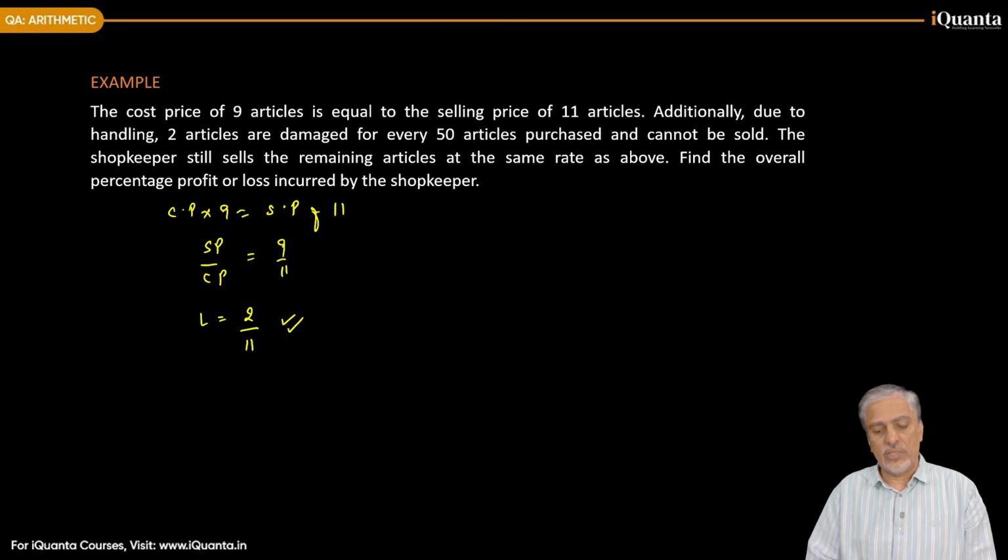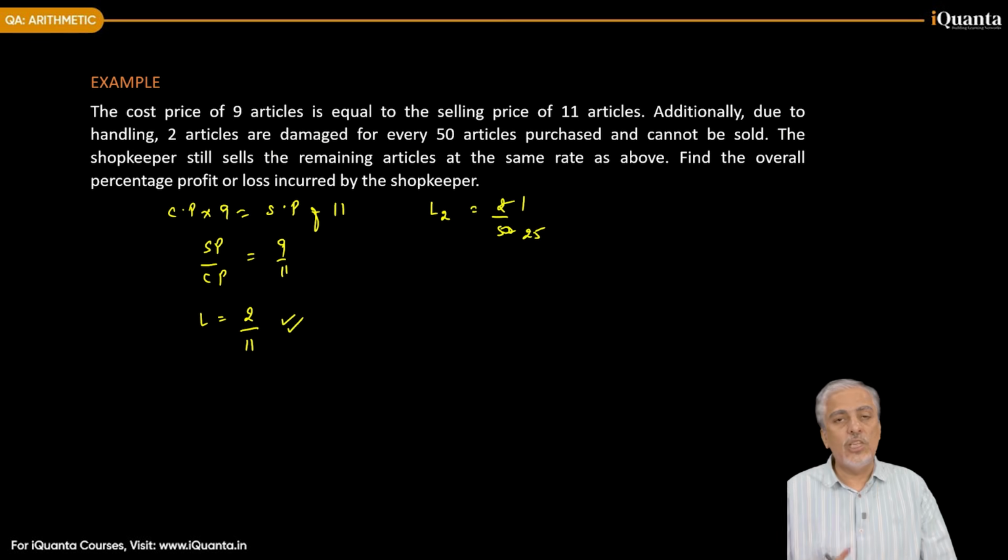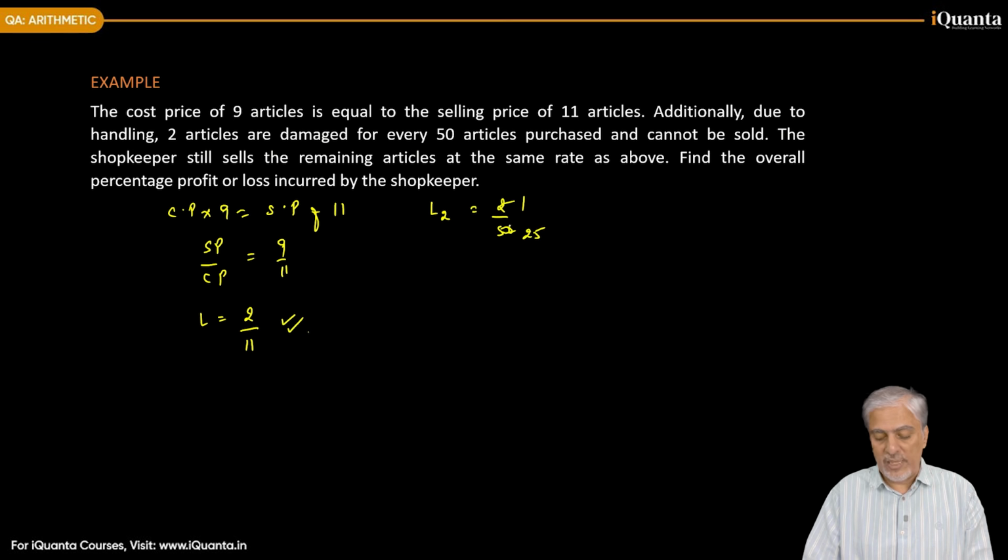Let's leave this loss as it is. What is the second loss? 2 articles are damaged over every 50 articles. So the second loss as a fraction is 2 by 50, which is 1 by 25. So in short, there are two losses. One is 2 by 11 and one is 1 by 25.